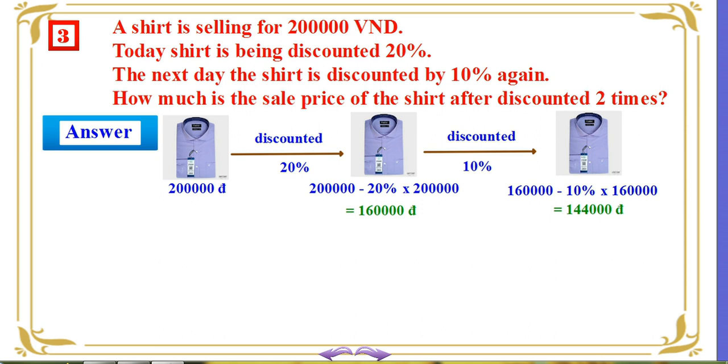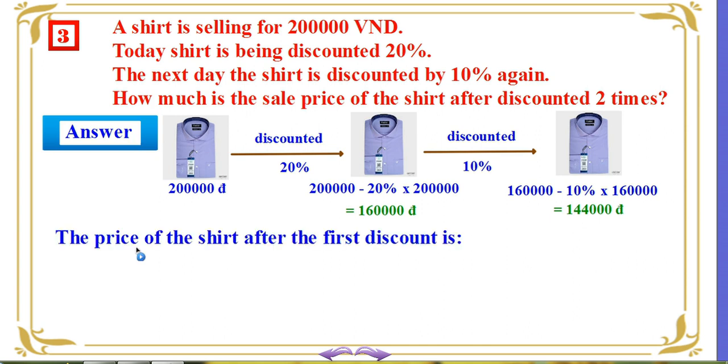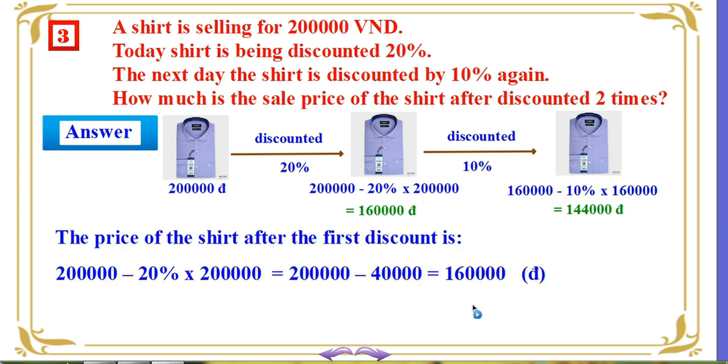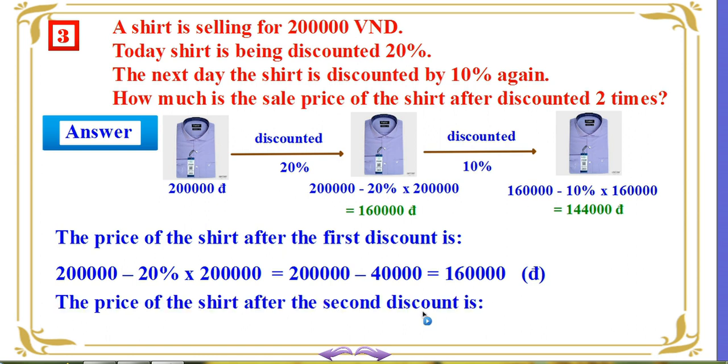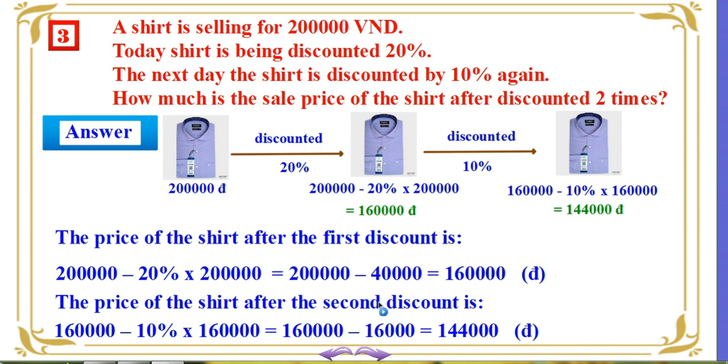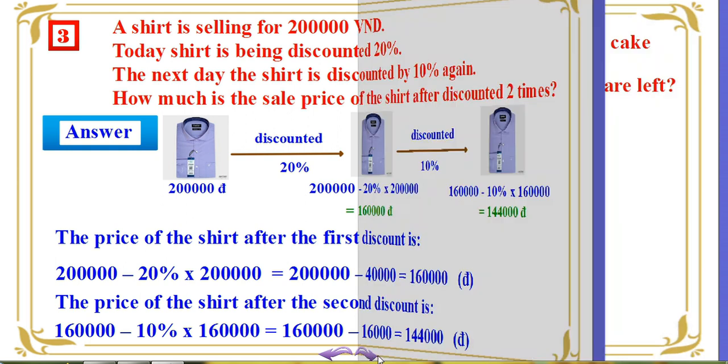We present the solutions as follows. The price of the shirts after the first discount is. The price of the shirts after the second discount is. The result of the exercise is 144,000 dong. We finish solving exercise 3. Now we move on to exercise 4.